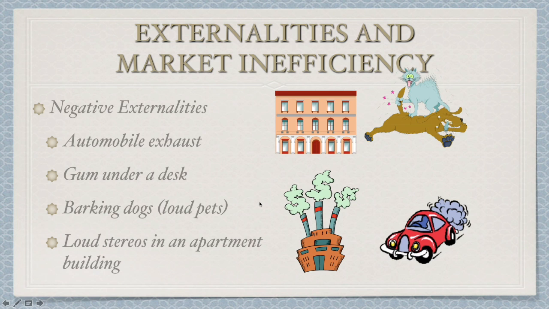Some good examples of negative externalities: automobile exhaust, gum under your desk. When you get to class tomorrow, I want you to look under your desk and see if there's any gum stuck under there. Loud pets, loud stereos in an apartment building, babies crying on airplanes are all examples of negative externalities. The people who own these products, or the parents of the baby, don't generally worry too much about how their actions are affecting their bystanders.